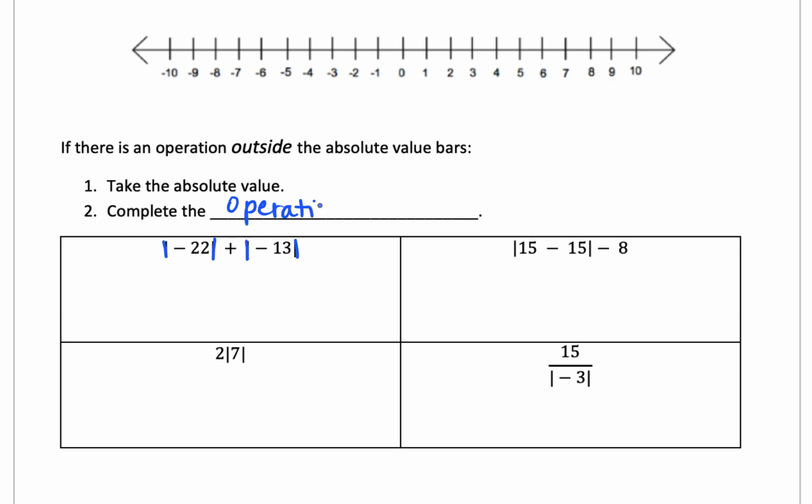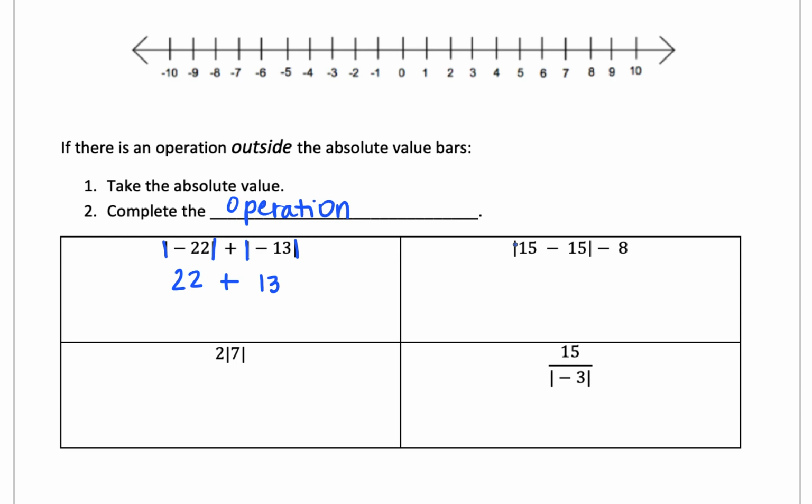They're outside of those bars, so we need to take the absolute value first and then complete the operation that's on the outside. So if we try this example first, the absolute value of negative 22 would be 22. I'm going to bring down the plus sign because I haven't used it yet, and the absolute value of negative 13 would be positive 13.